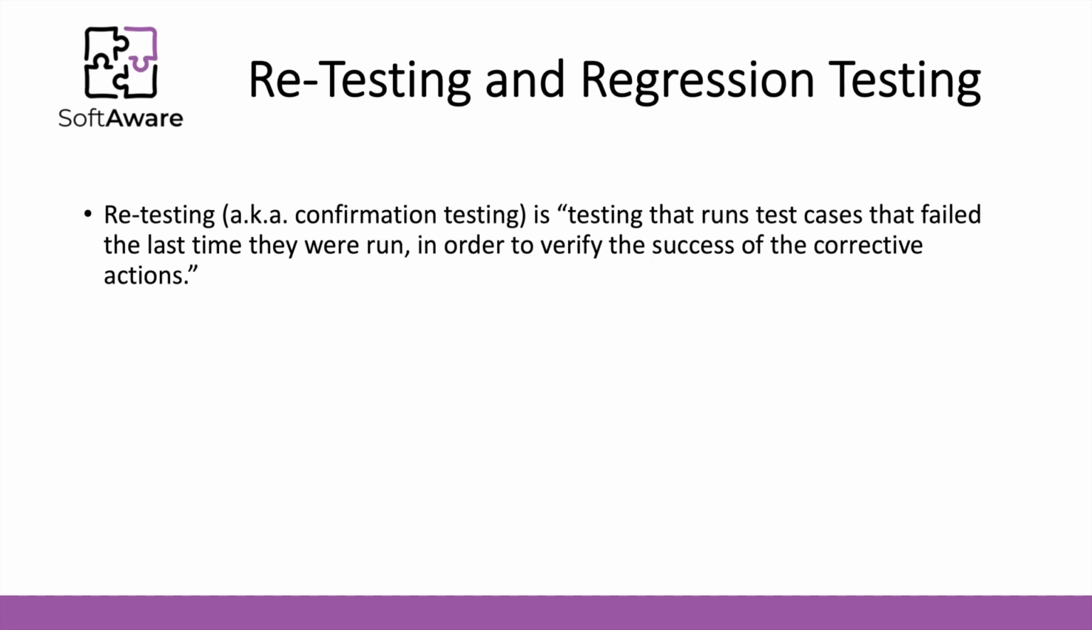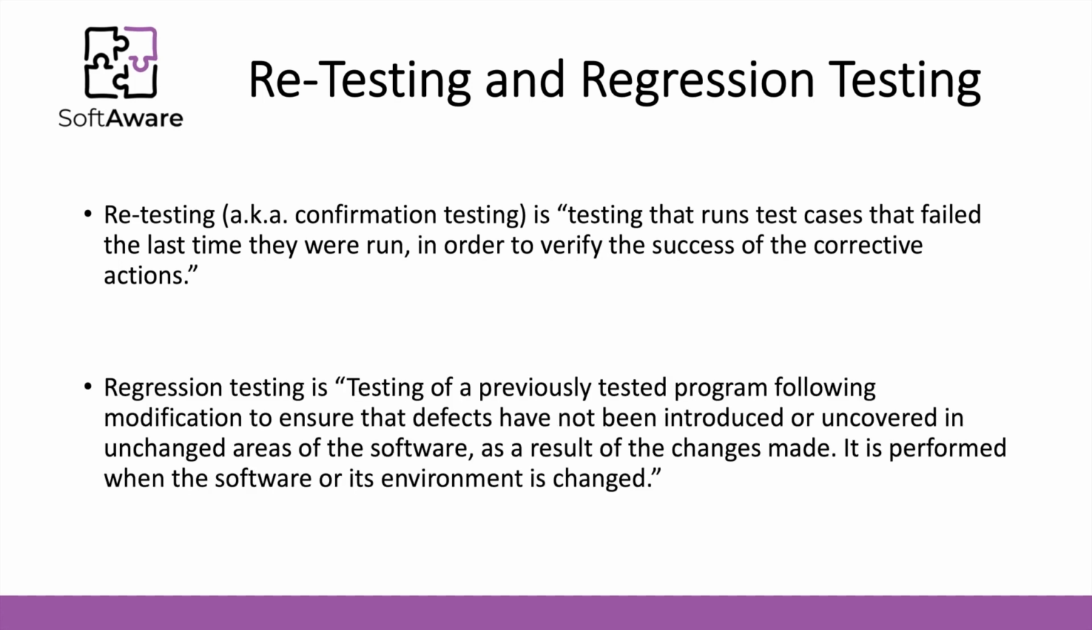Retesting, also known as confirmation testing, is testing that runs test cases that failed the last time they were run in order to verify the success of the corrective actions. After the defect is found, fixing it is called debugging, which is not a testing activity. Remember that testing finds the defect, debugging fixes it.